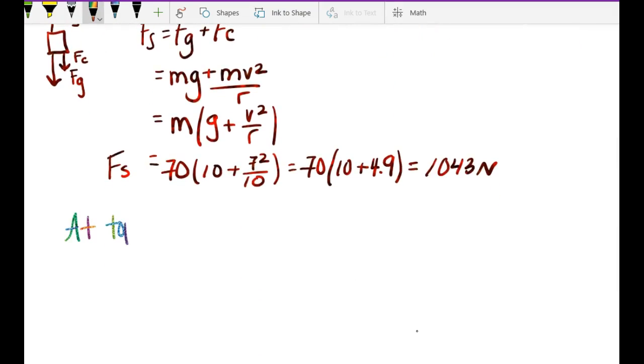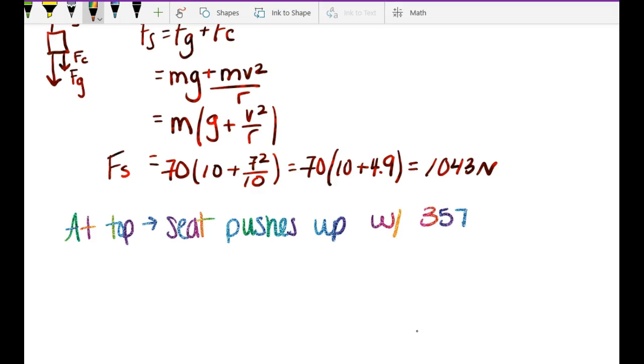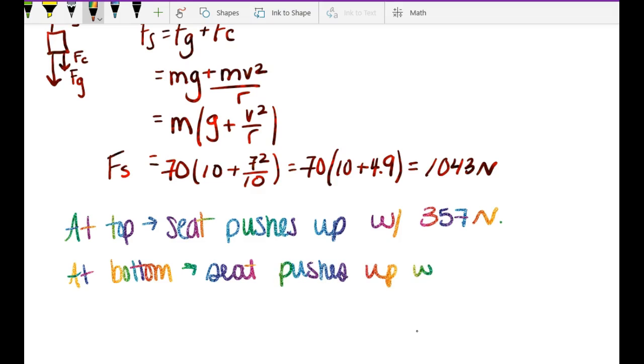So at the top, you are losing about 300 or so newtons. At the bottom, you're gaining those 300 newtons. So at the top, you feel lighter. At the bottom, you feel heavier, and that's by the same amount on both sides. So at the top, the seat is going to push up with 357, and then at the bottom, the seat is going to push up with 1,043. So technically, the weight of the person never changes, and the actual value for the force doesn't change, but the felt force by the seat is the thing that changes.